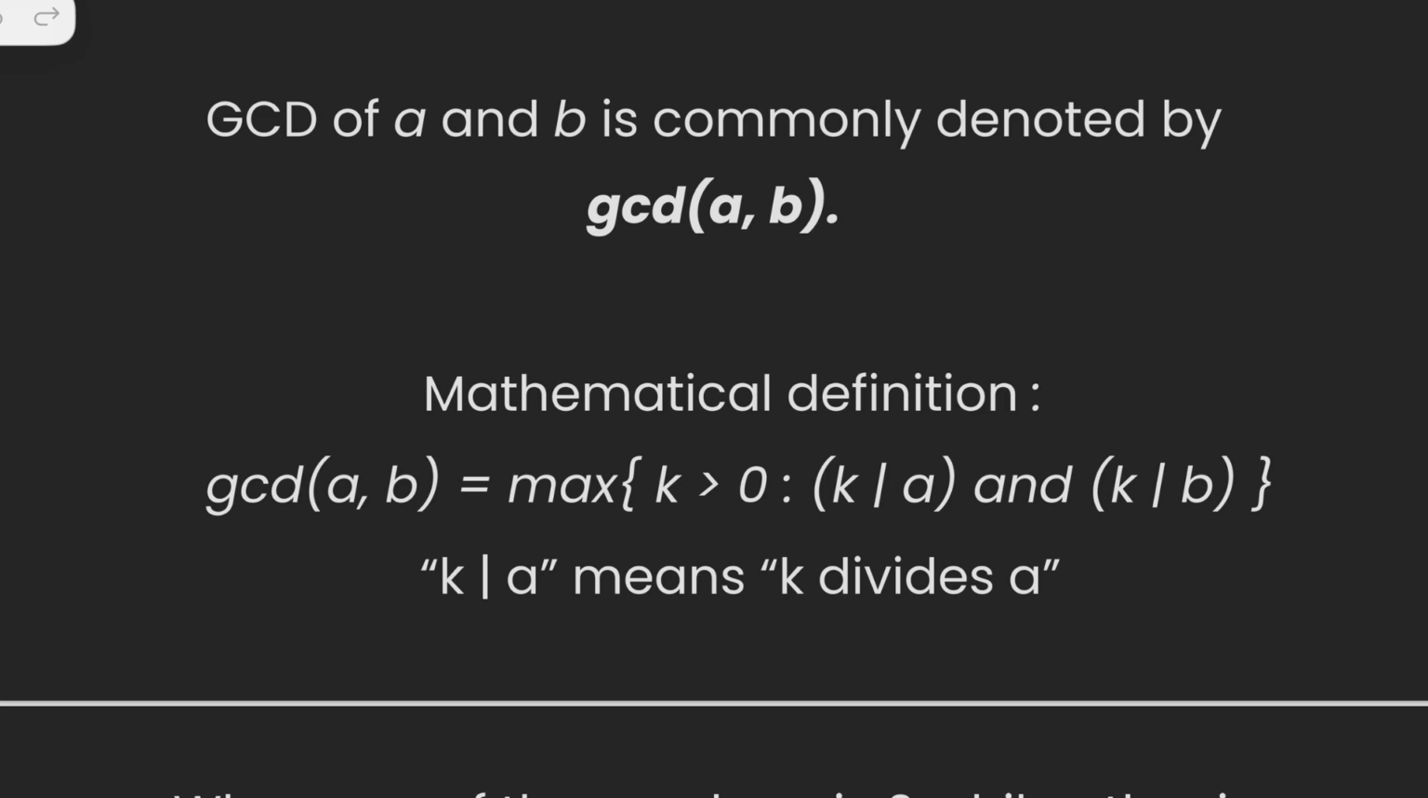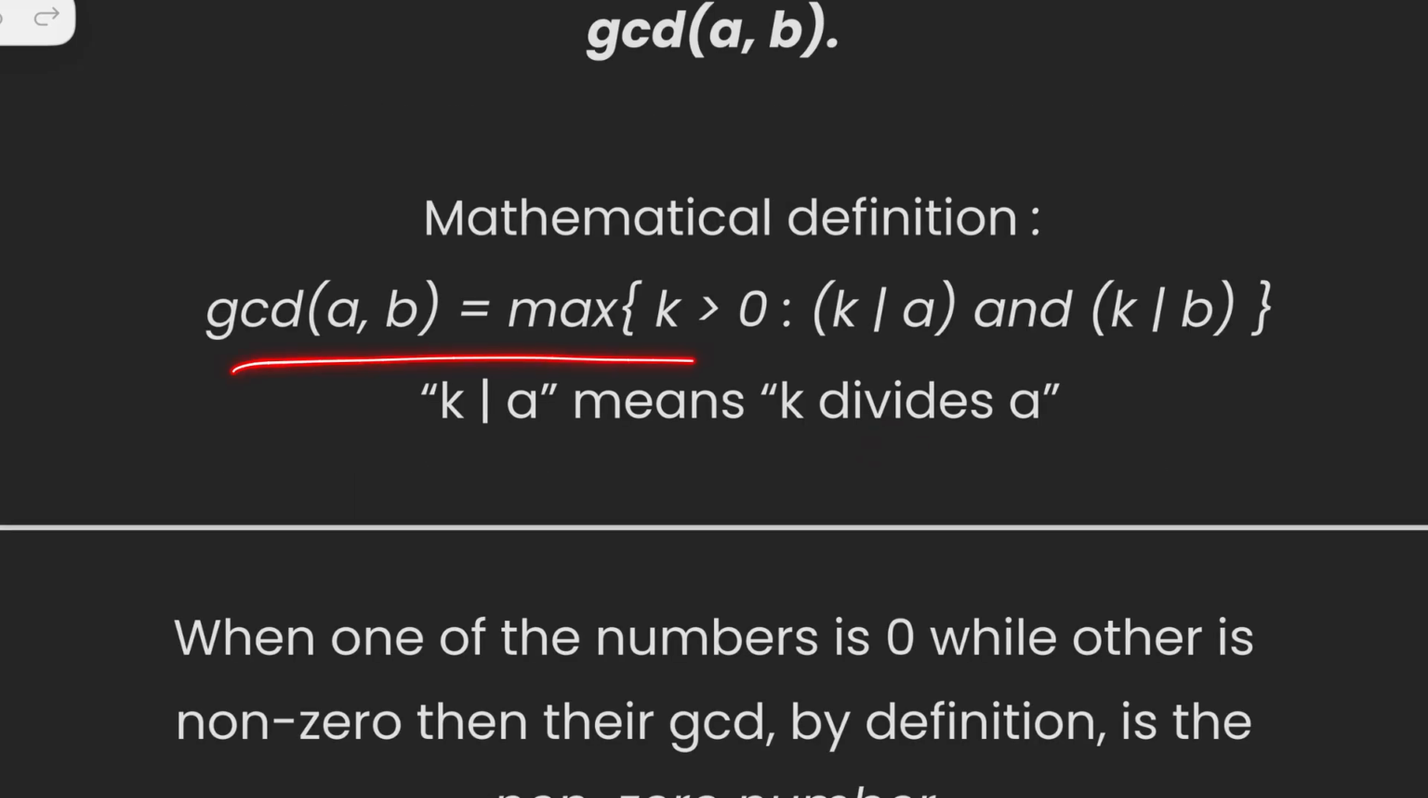The mathematical definition of GCD is something like this: the maximum value of k greater than 0 which divides a and which divides b. This particular vertical line that you see means k divides a. So this is the mathematical definition.